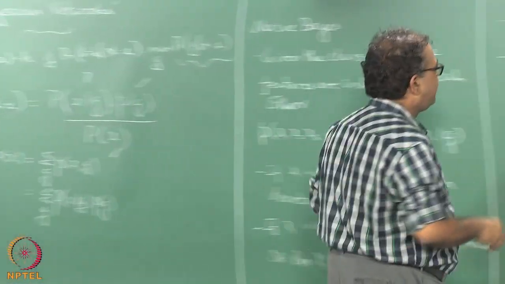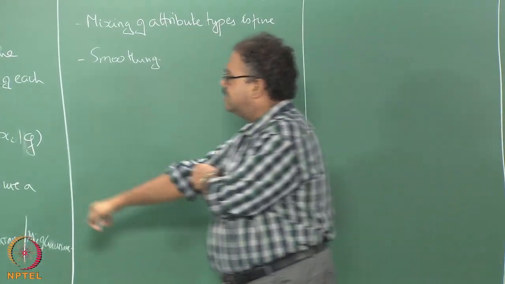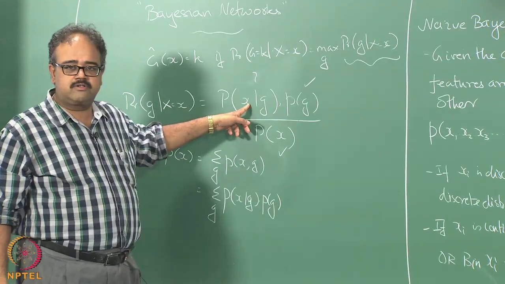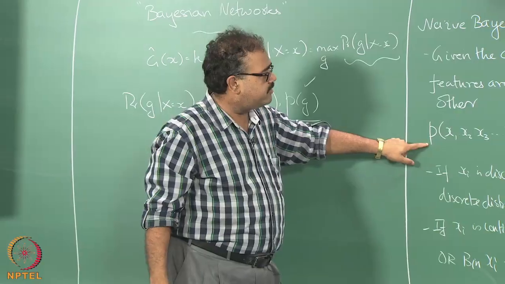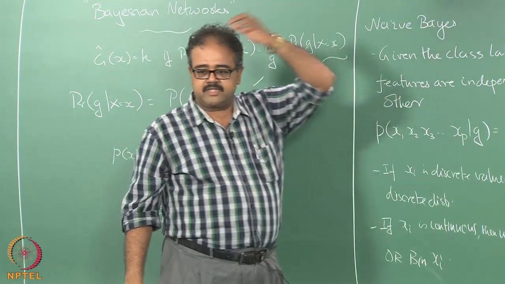So anything else? Right, so we know how to do P of G. We know how to do P of X once we know how to do this, and this we know how to do by doing this. So parameter estimation is taken care of, and those are the ancillary things.